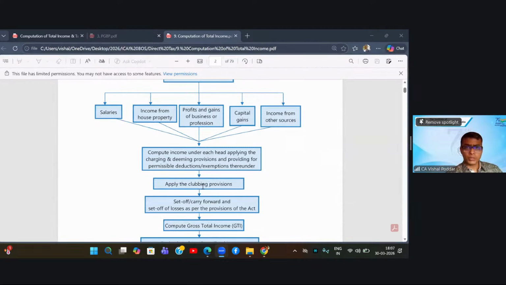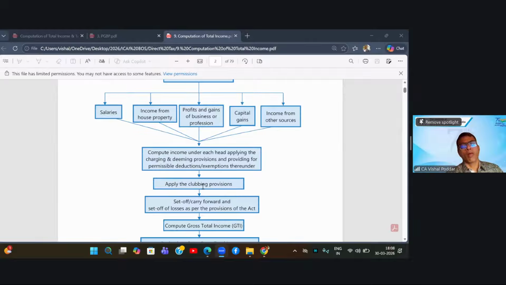Now, there's one more topic called clubbing. Clubbing is basically where the law asks you to include in your income the income which, at least on paper, on records, is earned by some other person. So the income is earned by another person, but because of the presence of some conditions, some parameters, the law has made it taxable in your hands.